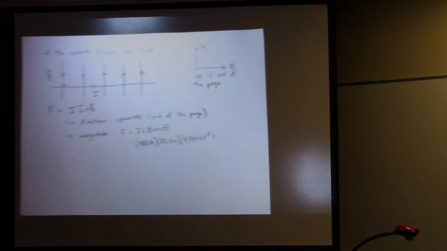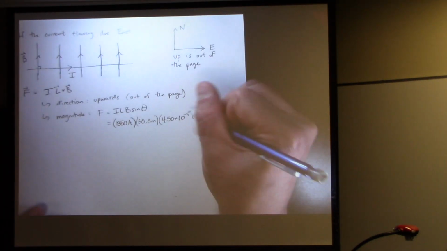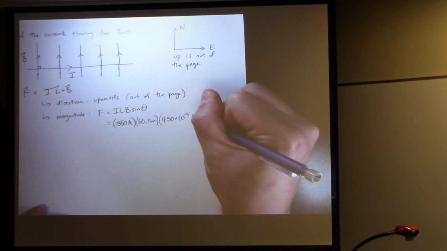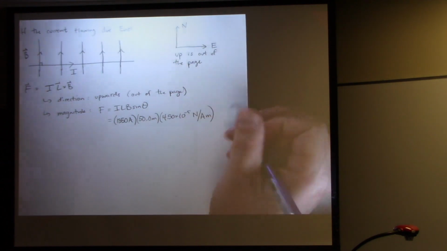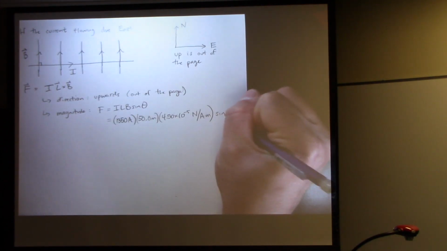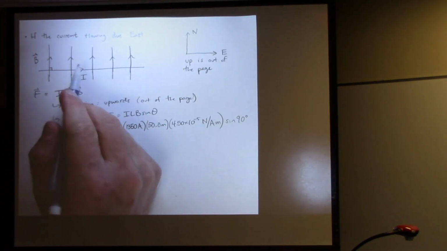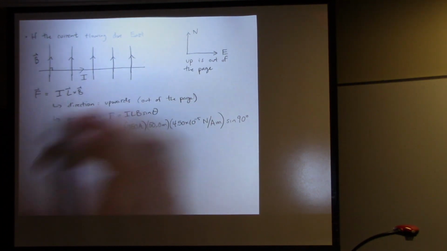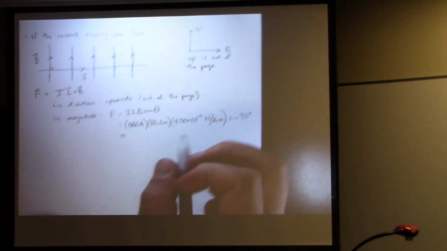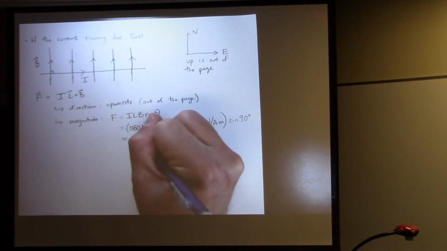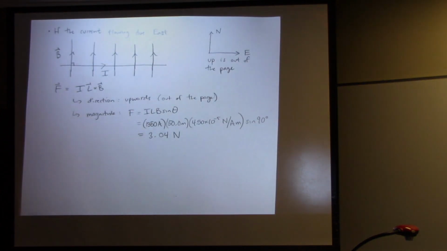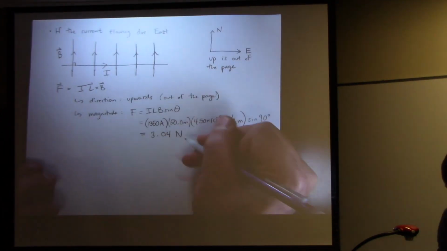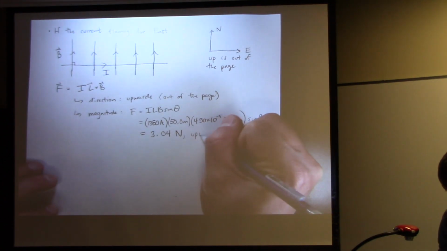And let's use our unit equivalency here. A Tesla, as we said before, is a Newton divided by an amp times a meter. And then we take sine of the angle, which is in this case 90. The current and the B field are at 90 degrees. If you do the calculation, you're going to get something kind of small, 3.04, and the units here are newtons. So that's how much force the wire is going to feel, and it's going to be going upwards.